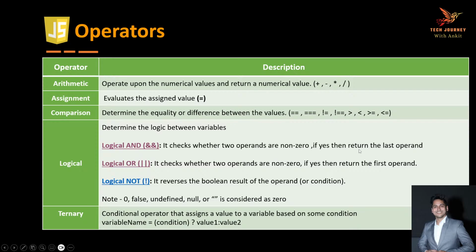In case the two operands are falsy, then it will return the false value. In case they are non-falsy or truthy, then and only then it will return the last operand. Similarly, we do have the OR operator. It will check the two operands whether it is non-zero and it will return the first operand. So this is the key difference, folks. Here it is returning the last operand and here it is returning the first operand. The AND operator will return the last operand and the OR operator will return the first operand.